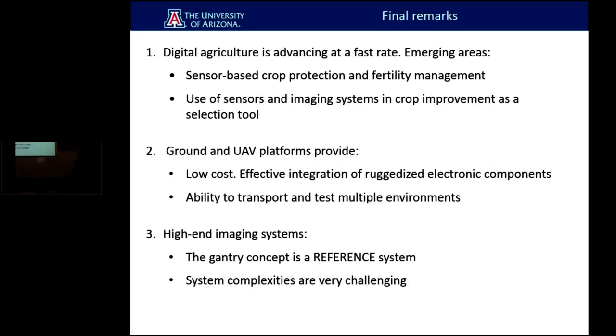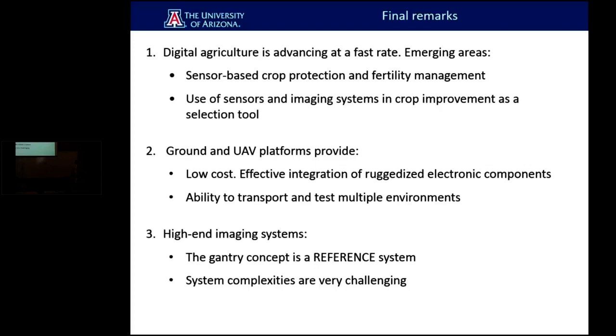To be very clear, the gantry is a reference system. It's not meant to be replicated everywhere in the United States. We can then test and have an open access for research. And that's the reason why we're doing the highest resolution possible. And that's the objective of TERRA, to have these data sets available for other groups.